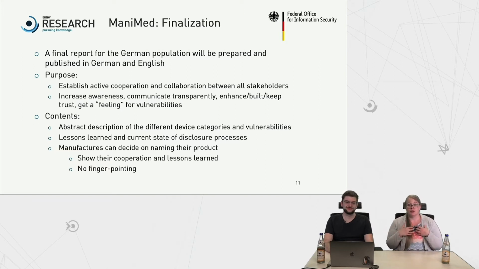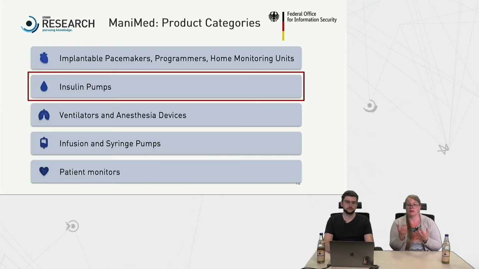When we demonstrate the findings, please be aware that I make use of my legal mandate to inform you about important security updates. My intention is to improve cybersecurity without finger pointing at anyone or anything. I want people to get a feeling, or better, a sixth sense, a cybersecurity sense for vulnerabilities. So here are the 5 categories that we assessed during our project, and now we will focus on insulin pumps.